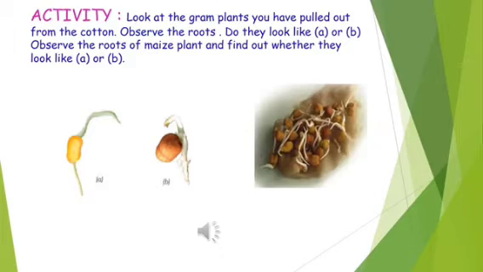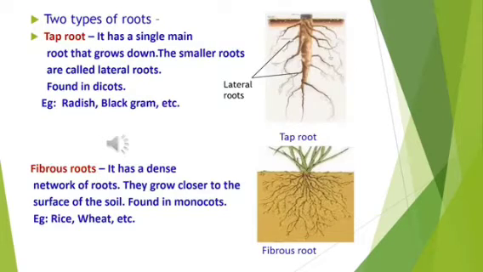So here only you can find that you will be able to identify there are 2 types of roots. One is the hair-like structures or thread-like structures, and another one has a single thick root. So 2 roots can be differentiated here with 2 different types of seeds. Now let us learn further. The two types of roots are taproot and fibrous roots.